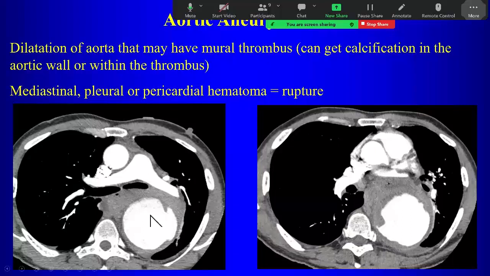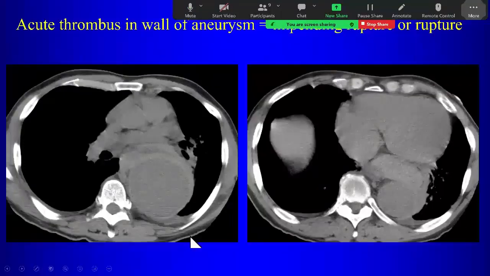If you start to see anything that looks like soft tissue or hematoma outside of the aneurysm, then we need to suspect rupture. As in this case, it looks like there's some hematoma extending outside the aorta itself.